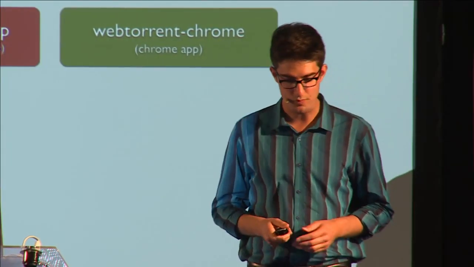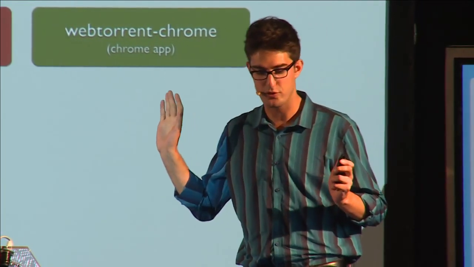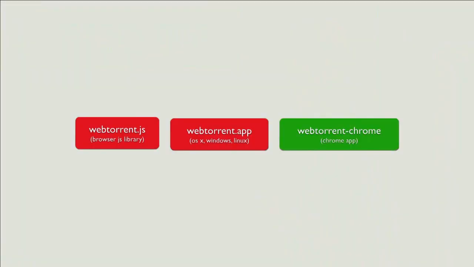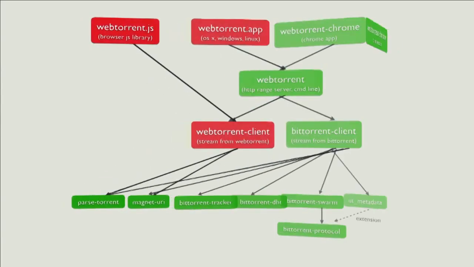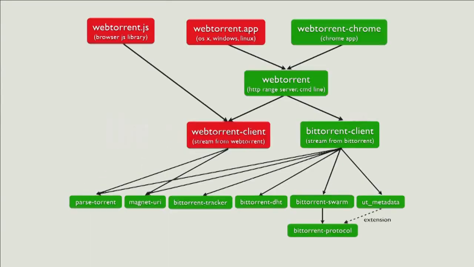So first, NPM. The way we want to build this is we want to ultimately have 3 final targets. So the browser JavaScript, the native app that's running on Windows and OS X and Linux, and then we started with the Chrome app. So the stuff in green has actually been implemented. The stuff in red we haven't implemented yet. So this is the full dependency graph.